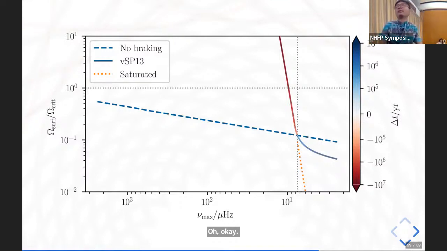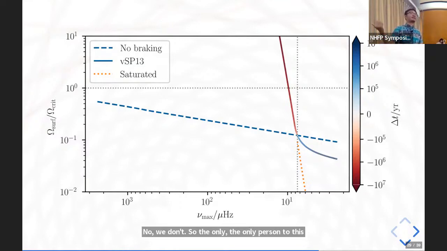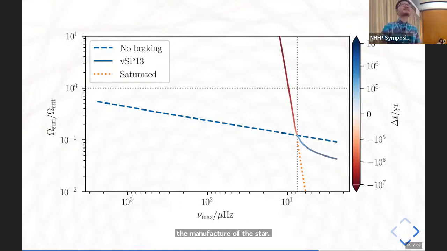Do you take into account magnetic interaction of it? No, we don't. So the only inputs into this magnetic braking calculation are Rossby number scaling for the magnetic field of the star, and that's it. There is no planetary magnetic field involved in this calculation.